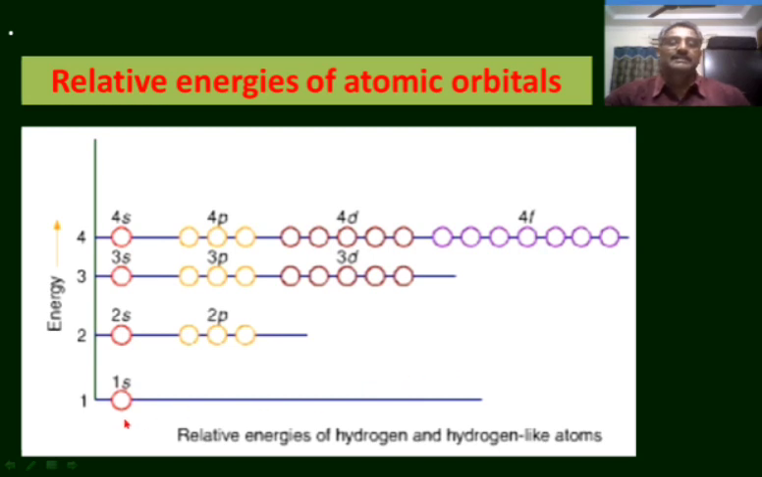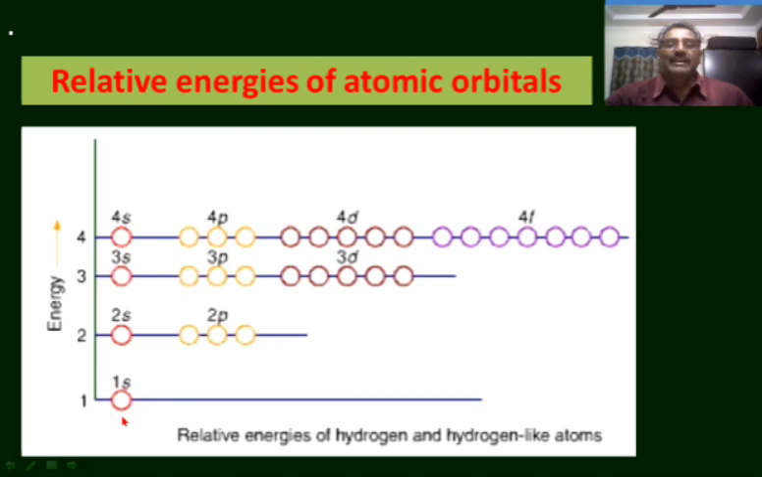You know that there exists one orbital in the first energy level, and 4 orbitals in the second energy level: one 2s orbital and three 2p orbitals. There exist 9 orbitals in the third energy level: the 3s orbital, the 3p orbitals and five 3d orbitals. The fourth main energy level has 16 orbitals: one 4s orbital, three 4p orbitals, five 4d orbitals and seven 4f orbitals, and so on.